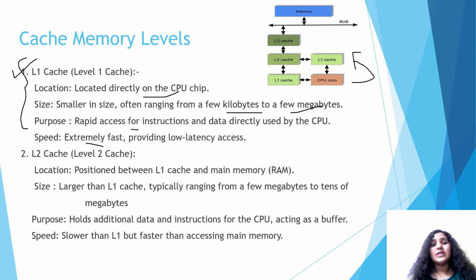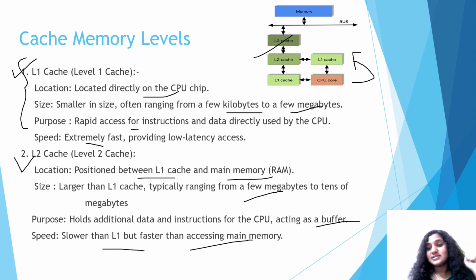Next we are moving on to the L2 cache, which is the level 2 cache. The location is between the L1 cache and the main memory, as we can see here, and the size is typically larger than the L1 cache, ranging from a few megabytes to tens of megabytes. It holds additional data and instructions for the CPU, acting as a buffer. A buffer is also like storage, where temporary data is stored. The speed is slower than L1 but faster than accessing main memory. So this is about the L2 cache.